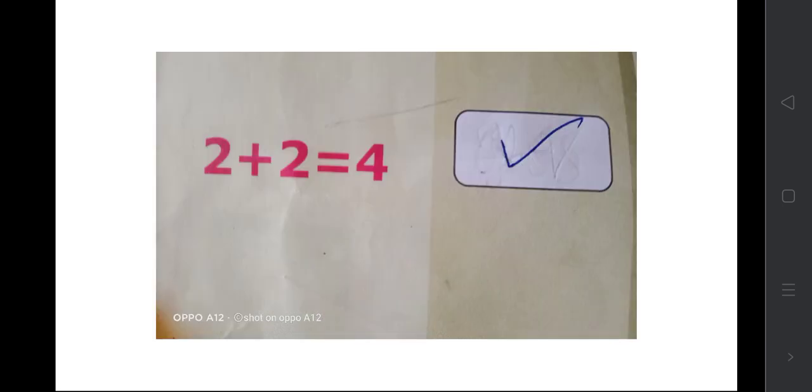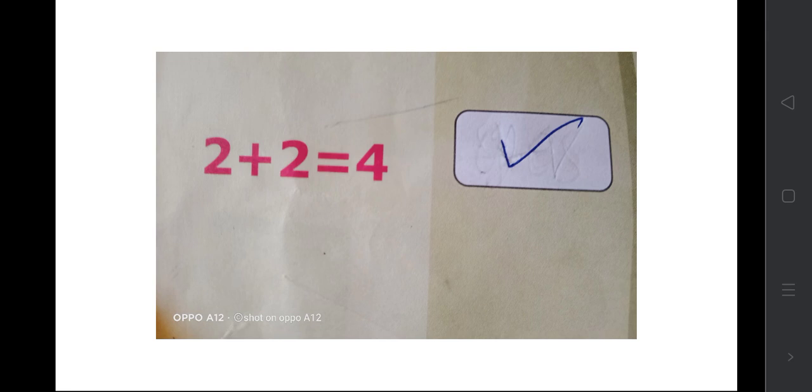Then see here, I would like to ask the computer, what is the answer for 2 plus 2? The computer immediately will tell me it is 4. Isn't it? 2 plus 2 is 4. Am I right? 2 plus 2 is not 3, right? Yes, it is 4 only.